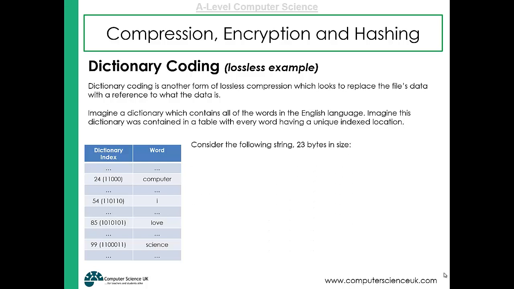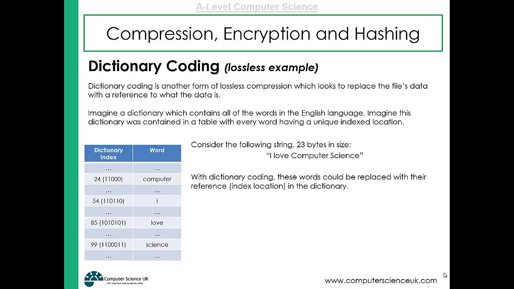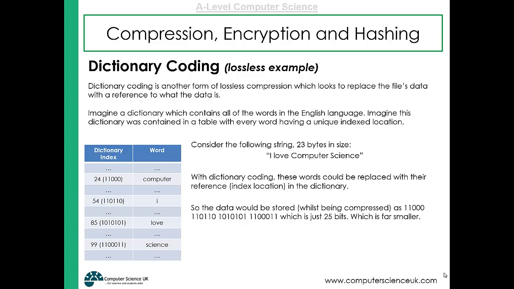So consider the following string, 23 bytes in size. I love computer science. 23 bytes because each of those characters will be a byte. With dictionary coding, these words could be replaced with their index location in the dictionary. So the data would be stored whilst being compressed as 11000, which represents 54, the index location of the word I, then 110110, which is the dictionary index 85 for the word love.